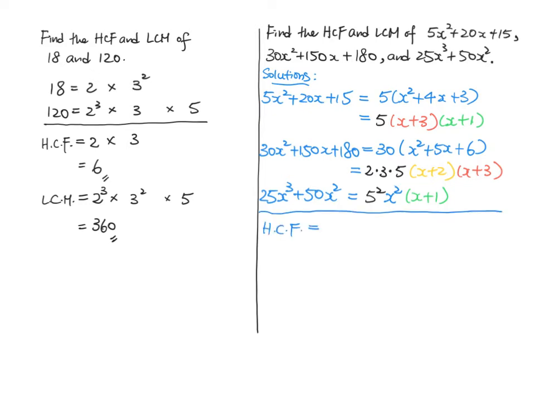So for HCF, you look for the common things only. This one has x plus 3, x plus 1, but this one doesn't have x plus 1, so we cannot take that. And this one doesn't have x plus 2, x plus 3, so none of these are common factors. x squared, x are also not common factors. So that leaves us with just the numbers. Only 5 is common, and remember, we take the lowest power of the common factor, which is 5 only, and so the answer here would just be 5.